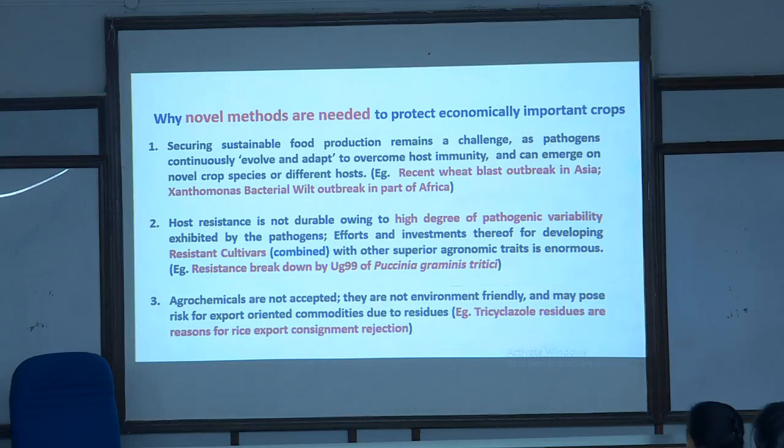And agrochemicals are not accepted because they are not environment friendly. They may pose risk for exports. And the classical example is tricyclazole in rice. It is creating so much of a problem for our farmers, right?